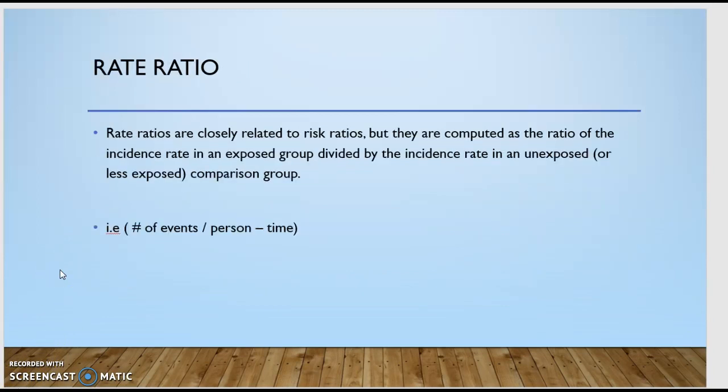Rate ratios are closely related to risk ratios, but they are computed as the ratio of the incident rate in an exposed group divided by the incident rate in an unexposed or less exposed comparison group. An example of this would be the number of events divided by the person-time.